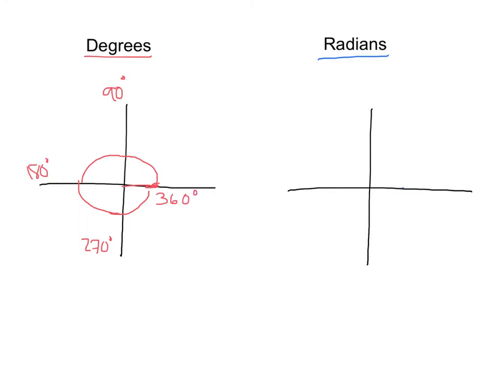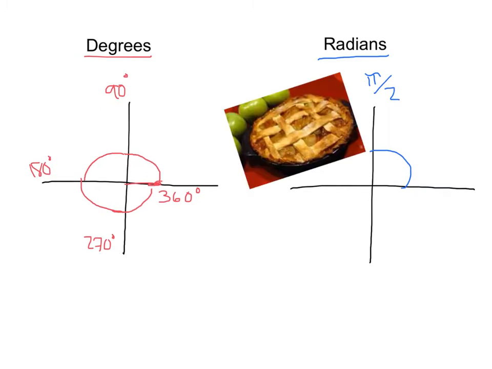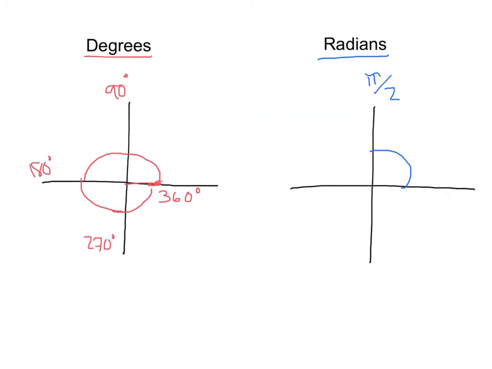Looking at the radian side, once we get to this 90 degree point, this is going to be pi over 2 radians. That's right. Radians involves pi. Moving on, once we get to this 180 degree point, we're going to have pi radians. Continuing forward, once we get to 270 degrees, we're going to have 3 pi over 2 radians. And finally, after the full 360, we have 2 pi radians.